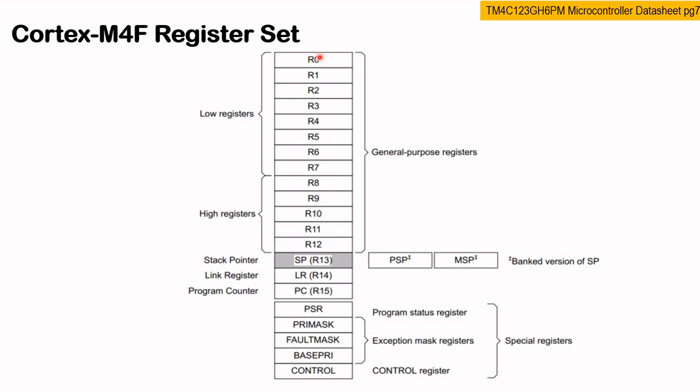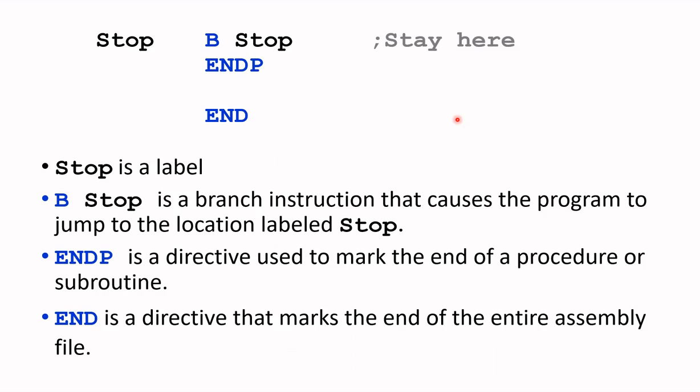All right, so R0, R1, R2, R3, they are all general purpose registers. They are 32 bits wide, and they are capable of storing 32 bits of information, and they are stored here because you can manipulate the data stored here during the execution of the program instructions. All right, so let's get back to the program.